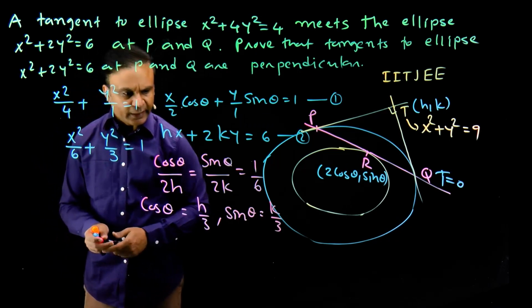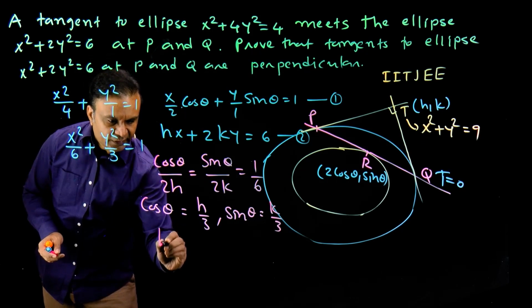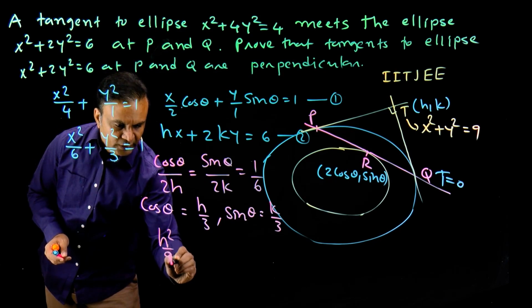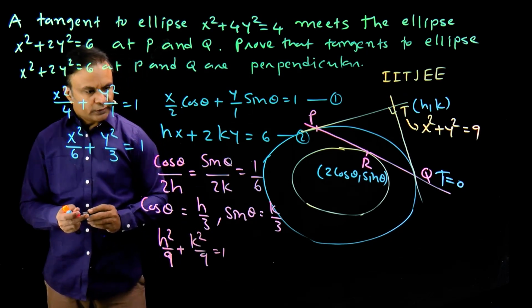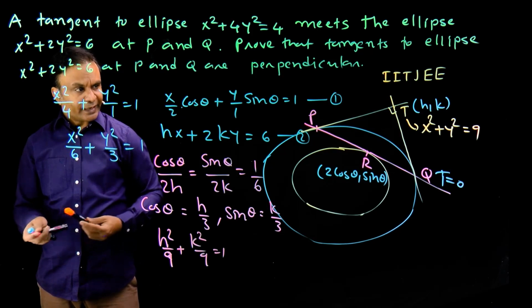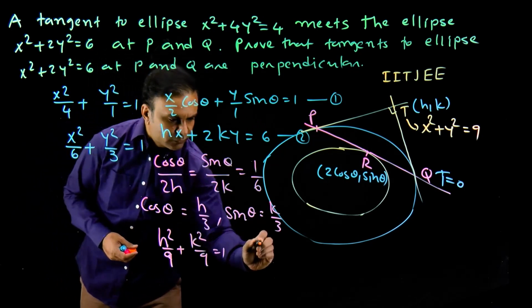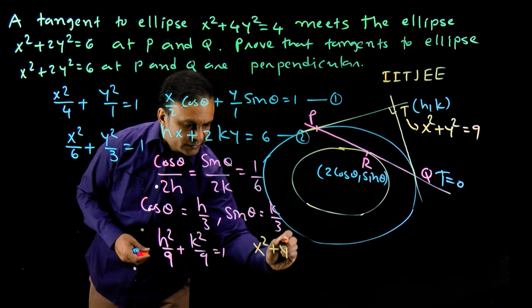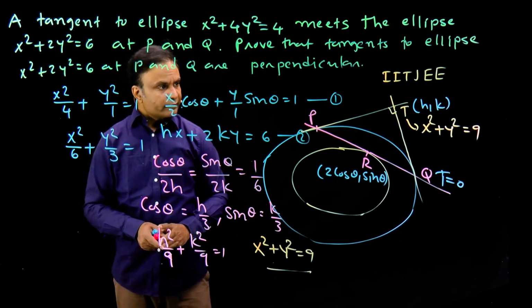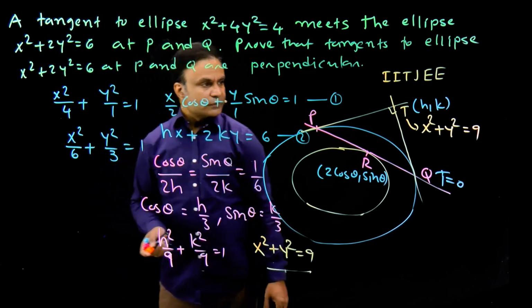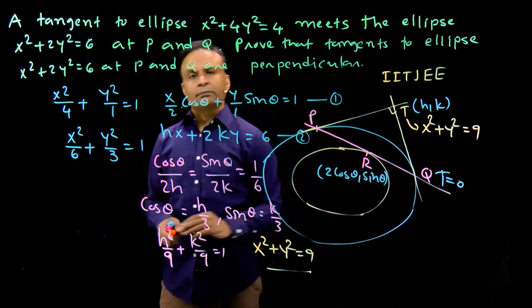So what we do now? We square and add. Squaring and adding, we get h square upon 9 plus k square upon 9 is equal to 1. Replacing h and k by x and y, we get equation of locus as x square plus y square is equal to 9, which was our target. This was what we had to get. That means these tangents are perpendicular.